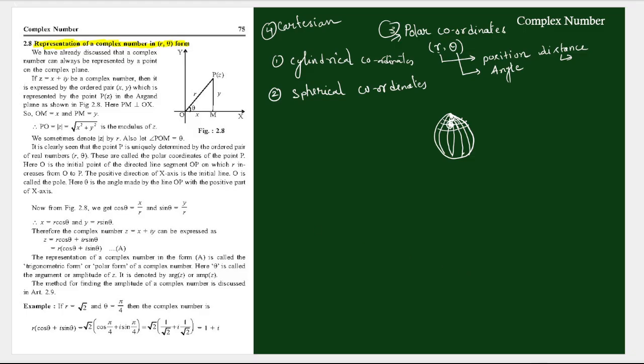So let's represent a complex number in this form, r and theta. Our complex number is z equal to x plus iy. Now you remember the coordinate system. In class 9 we have learned in general maths the distance between 2 points. So this is the origin 0 0, and this is some point P.